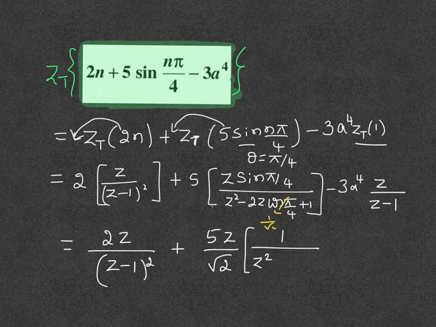So you can do that, this 2 and root 2 get cancelled, remaining root 2. So minus root 2 z plus 1. Next finally, 3a power n gives 4z divided by (z minus 1). So this is how you can obtain the result.